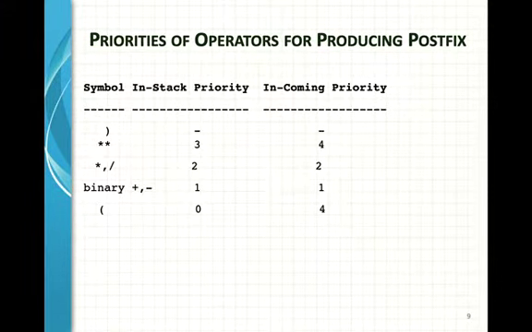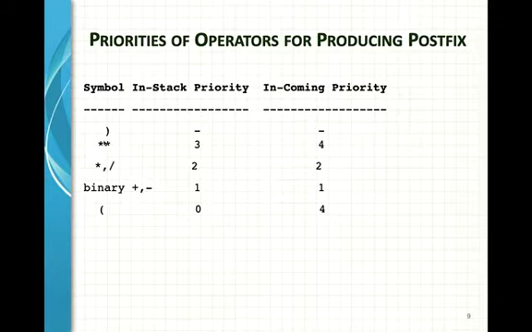Now this slide contains a very important thing for the next important algorithm: priorities of operators for producing postfix. Now we are going to produce a postfix expression from an infix expression. To do this we need a symbol table or a priority table. This is a priority table, here are some symbols. What symbols can an expression have?